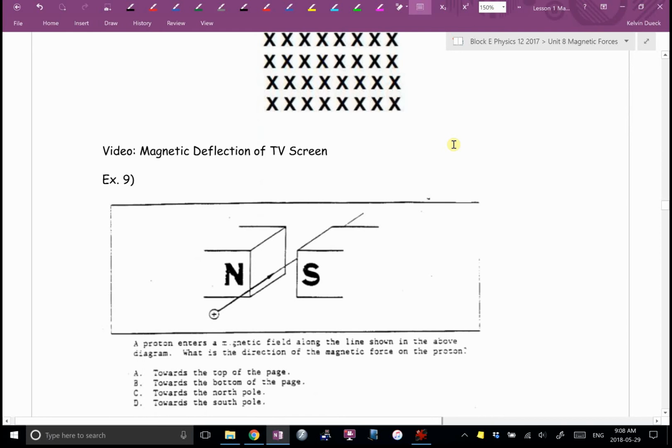Example 9, here's a bit more of a three-dimensional picture. I find three-dimensional pictures are tougher, but we can handle it. Is it an electron or a proton traveling? So we're going to point our thumbs in that direction. Wait. They didn't tell me the direction of the magnetic field. Or did they? Magnetic field lines always point from what to what?